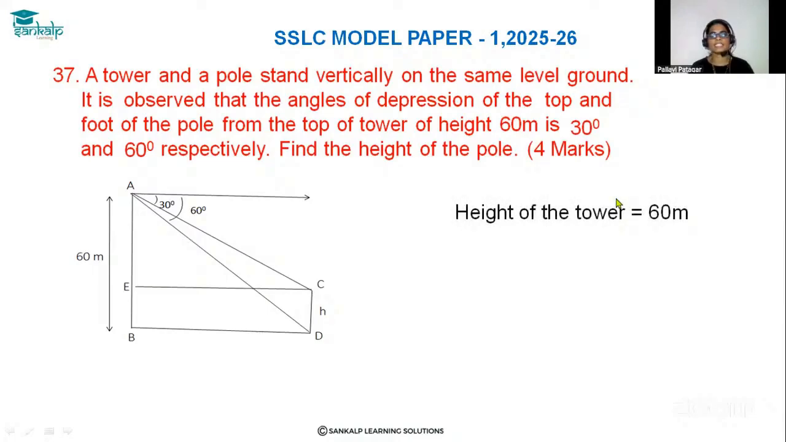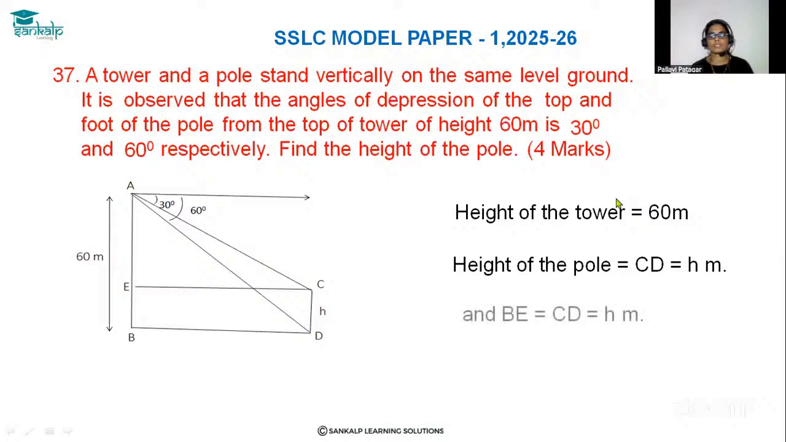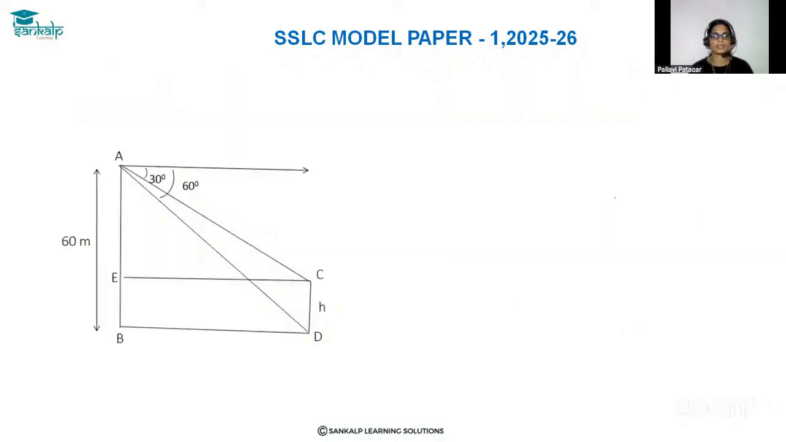So here the height of the tower is 60 meter and the height of the pole is CD, which is equal to H meter. So EB is equal to CD, equal to H meter. Let BD be equal to EC, and take this as X.